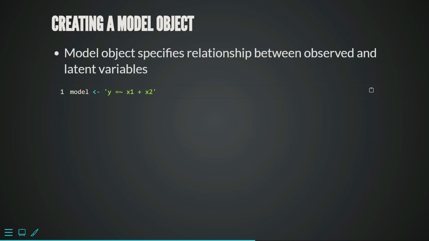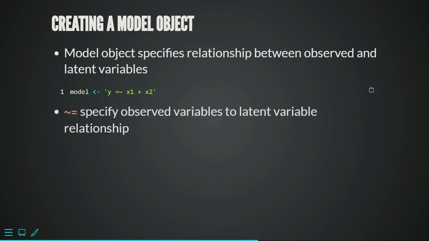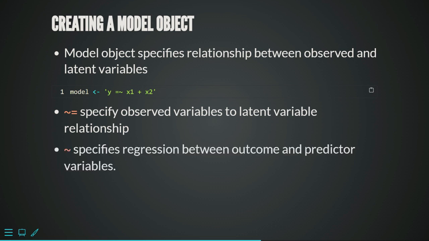So the model object specifies the relationship between observed and latent variables, and the sign I talked about specifies the observed variables to latent variable relationship. You can also see this particular sign, which is the tilde sign I mentioned earlier. I know most of you are familiar with this. If you give only this sign, it specifies regression between a dependent variable and an independent variable.